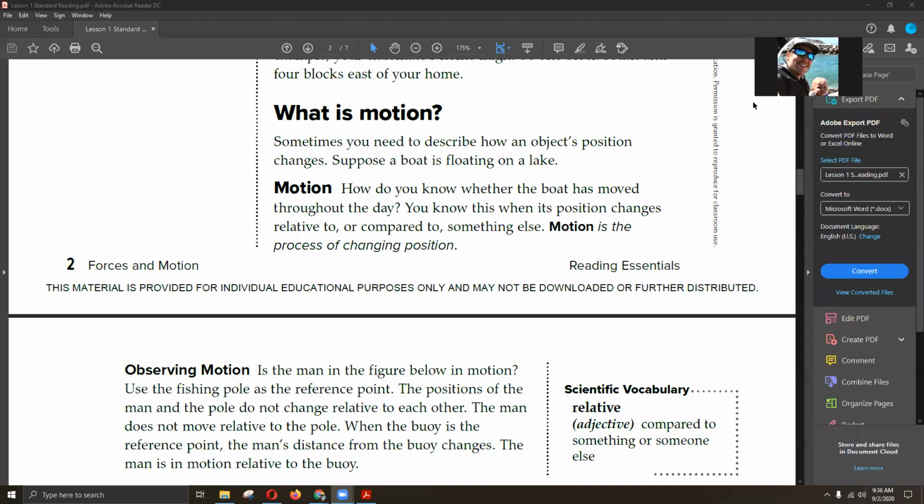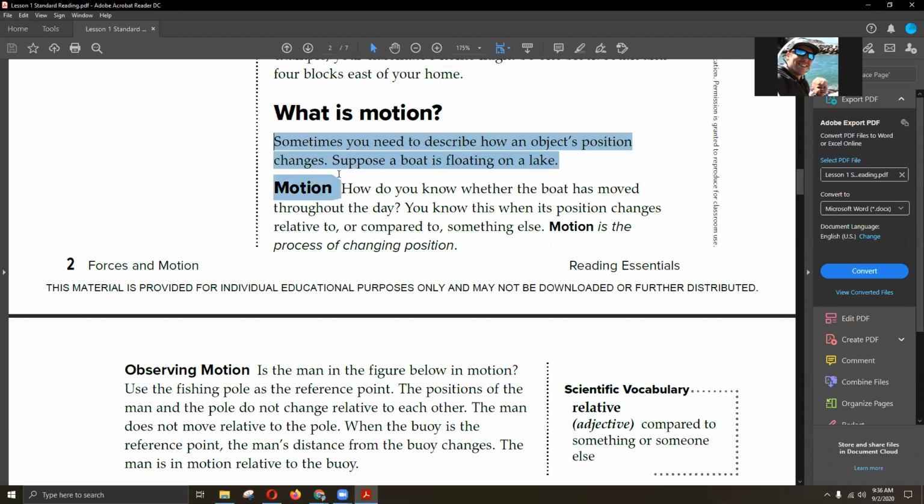So here I want to review what is motion. Sometimes you need to describe how an object's position changes. Suppose a boat is floating on a lake. So we're going to look at this example. So what is motion? How do you know whether the boat has moved throughout the day?